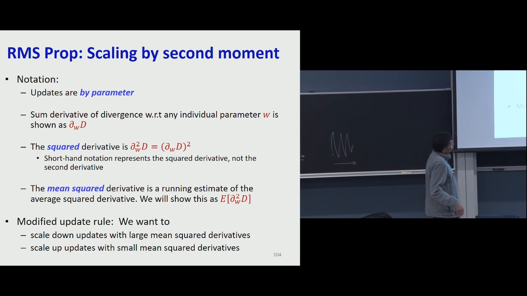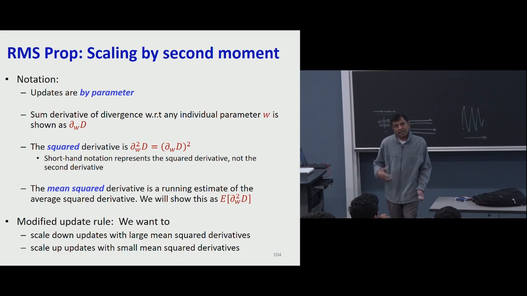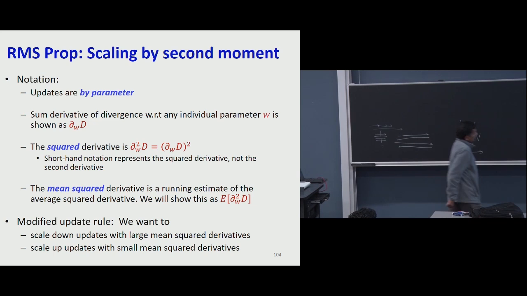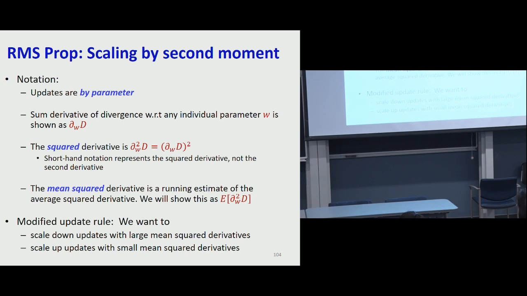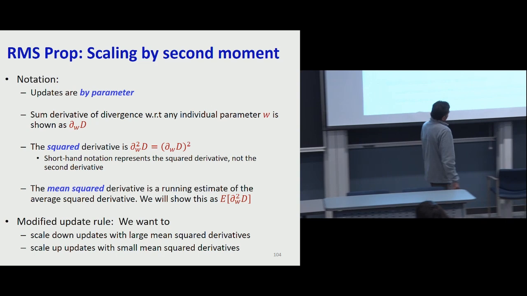What you do is to try to keep a running average of the second moment. You basically try to compute the second moment of the derivatives in each direction. So you compute the squared derivative at any time. I'm going to write this as dou squared of d. D represents divergence. This is not the second derivative. It's the square of the derivative. I'm just using this as shorthand notation. The mean squared value of the derivative is going to be this guy, right?